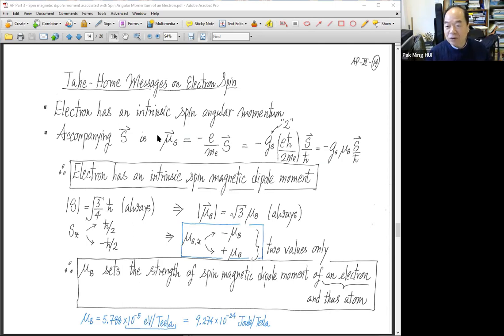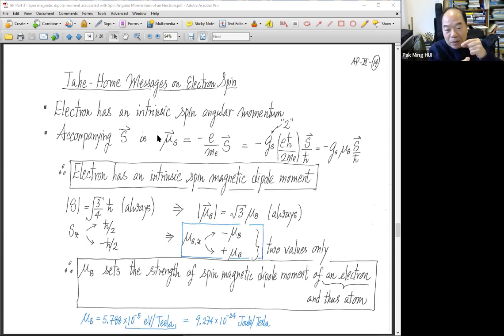elements of electron spin. Electron spin is an intrinsic property of an electron, meaning it's like the mass of an electron, it's like the charge of an electron. These properties are the same no matter where the electron is and no matter in what dynamical states the electron is. It is in sharp contrast to the orbital angular momentum.